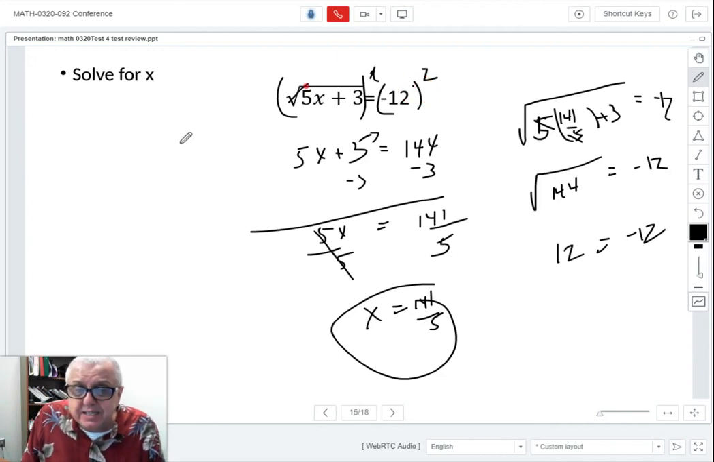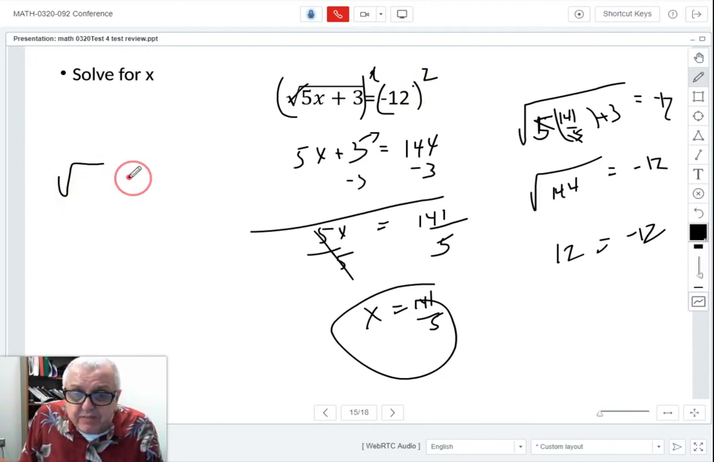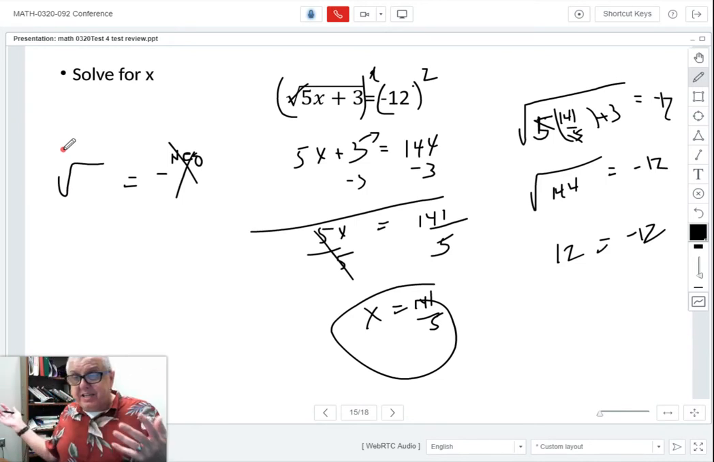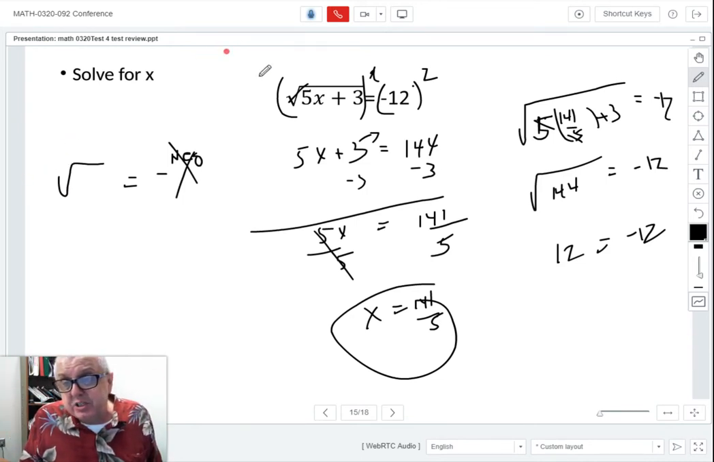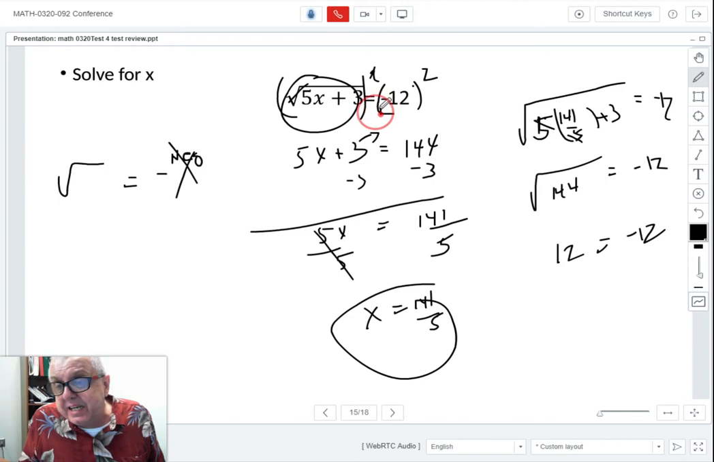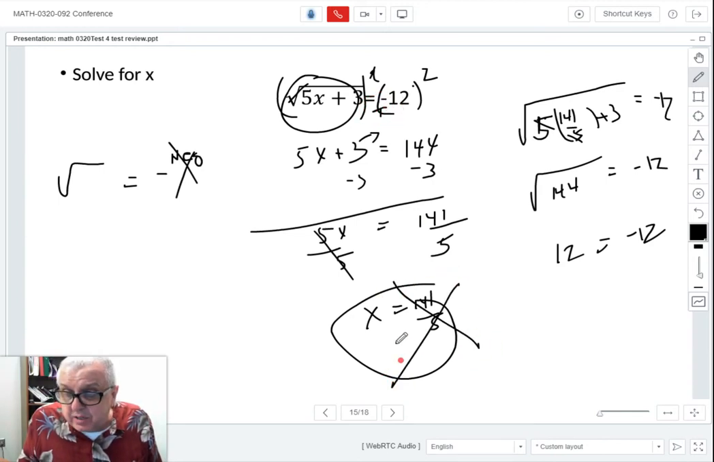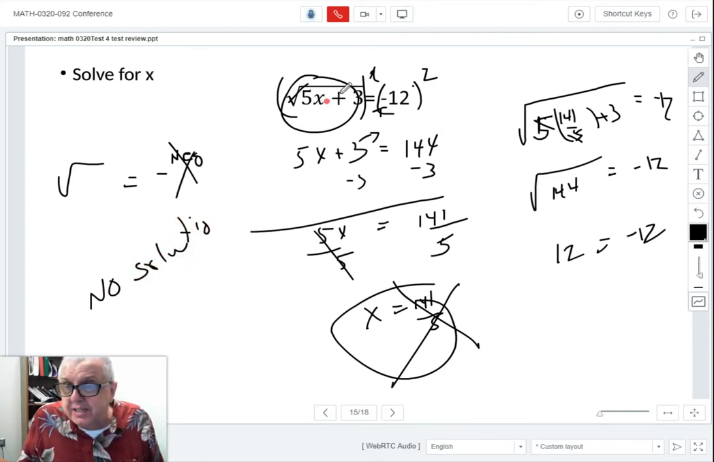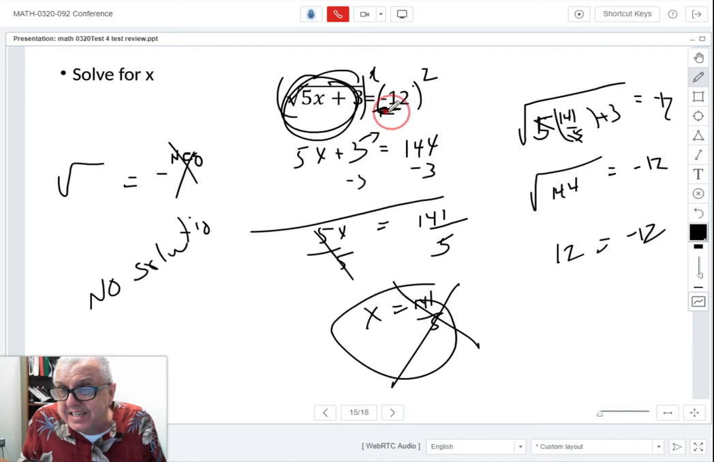You have to realize the square root of anything is not going to be negative. The square root answer always has to be a positive answer. Even roots, if it was negative, you could have a negative answer. You can't take the square root of anything and get a negative answer. So this does not work. There is no answer for this problem, no solution, because you can't take the square root and get a negative answer.